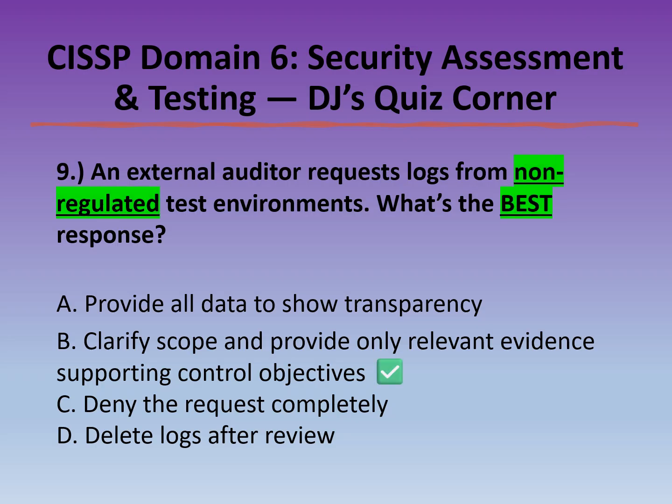The correct answer is B. Clarify the scope and provide only relevant evidence supporting control objectives. CISSP manages scope, transparent but controlled and compliant with need to know.